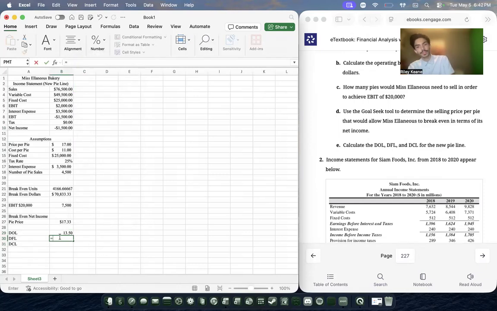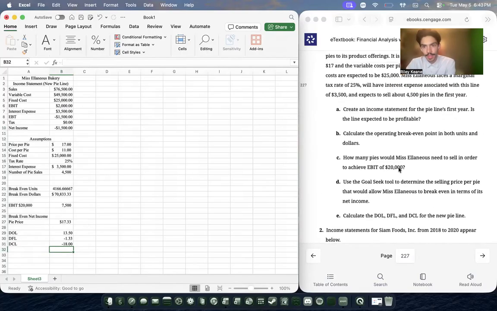And then our degree of financial leverage is our EBIT divided by our EBT. If we were doing this in a different income statement where there was preferred dividends, we would also need to include that with EBT along with our tax rate. So here it's EBIT divided by EBT. Now, because our EBT is negative, we're going to get a negative degree of financial leverage, and this is also going to affect our degree of combined leverage, negative 18.